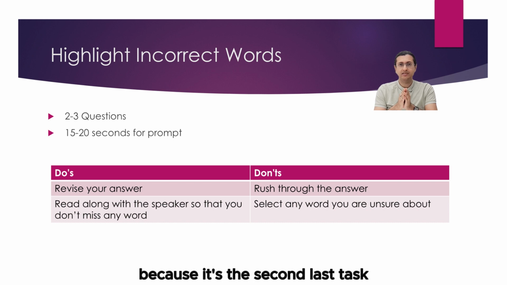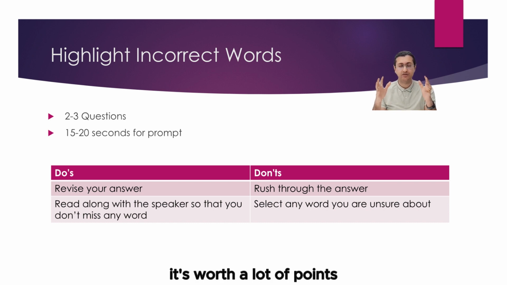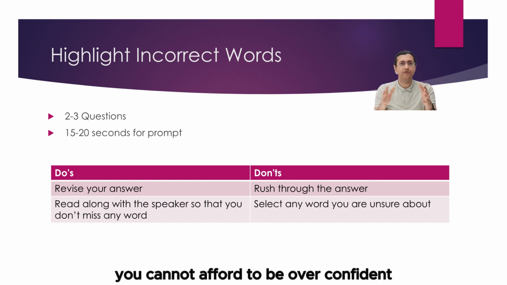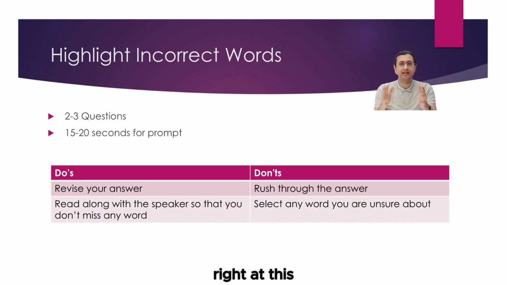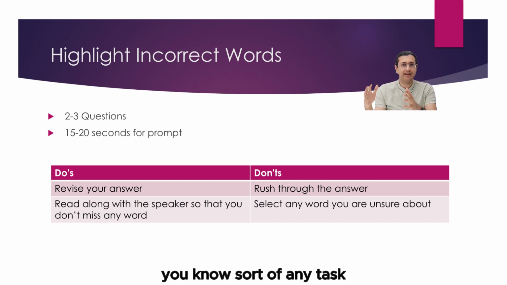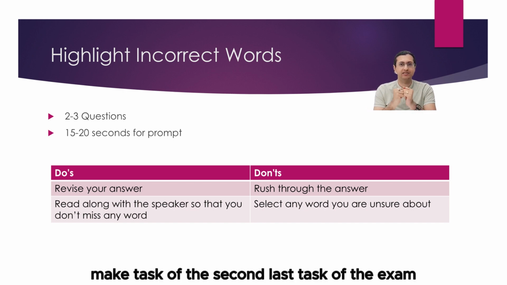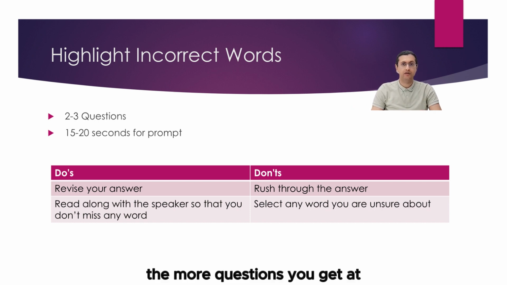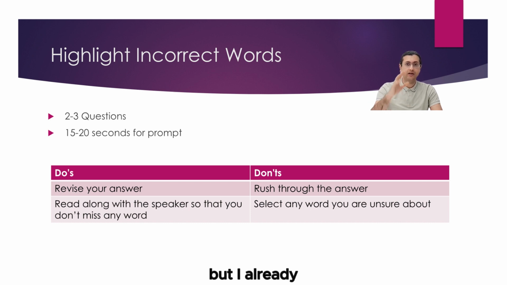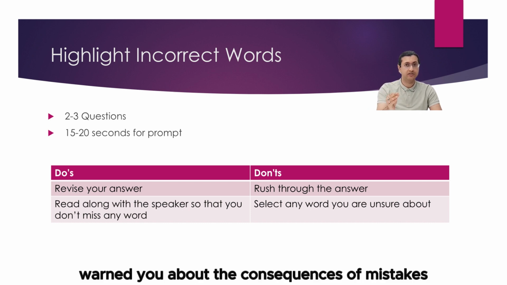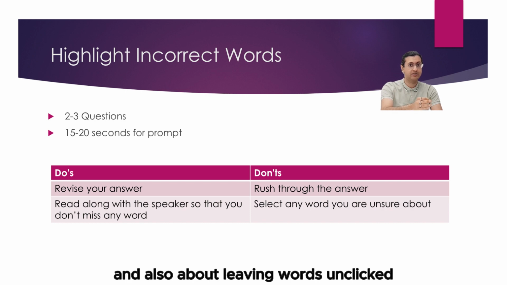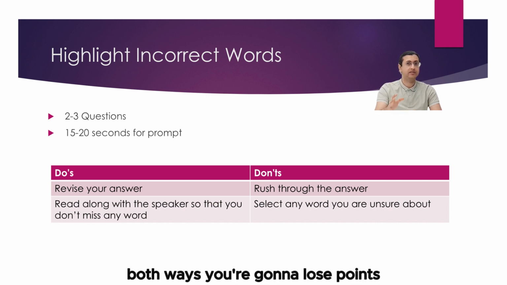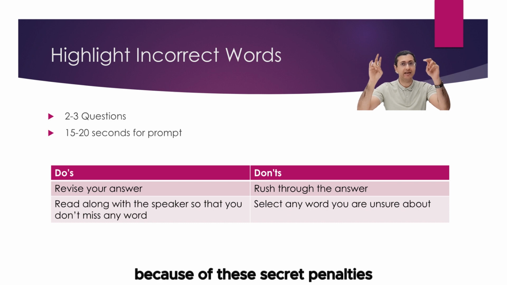Because it's the second last task, it's a high stakes task, it's worth a lot of points. You cannot afford to be overconfident. You cannot afford to lose your focus right at this end task, the penultimate task, the second last task of the exam. You need all your attention and energy in that task. The more questions you get and the higher your accuracy, the better. But I already warned you about the consequences of mistakes and also about leaving words unclicked. Both ways you're going to lose points because of these secret penalties.